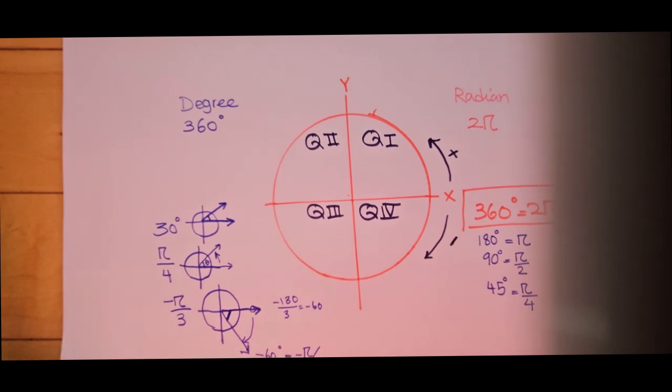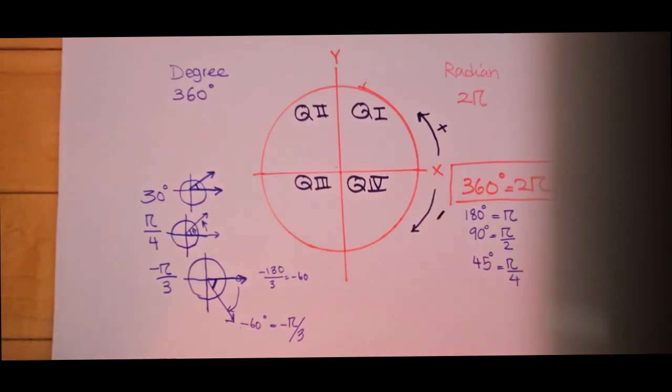Remember guys, you have to be able to convert between these two units. So 360 degrees is equal to 2 pi, or you can divide it consecutively by 2 and get all these ratios. Any of them works, but the most important thing is that you have to know how to convert between any of these two.